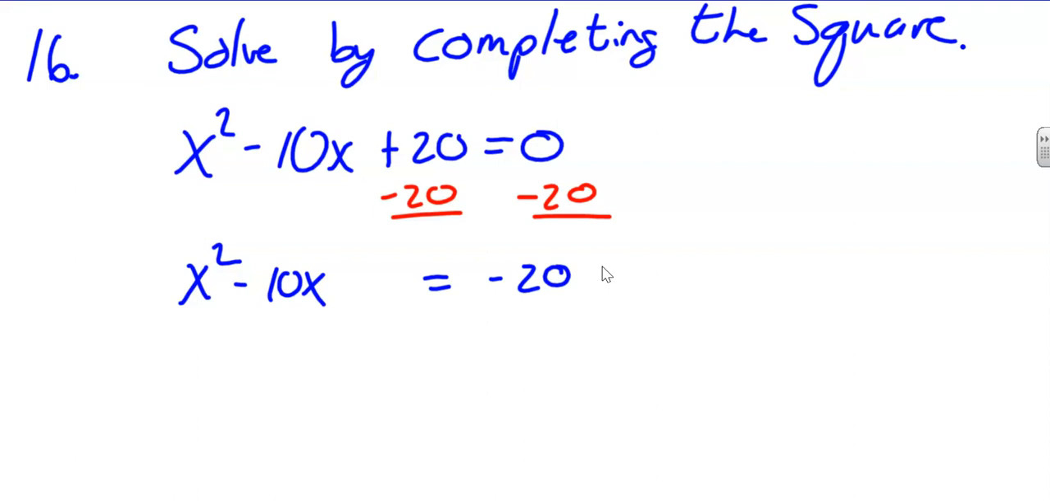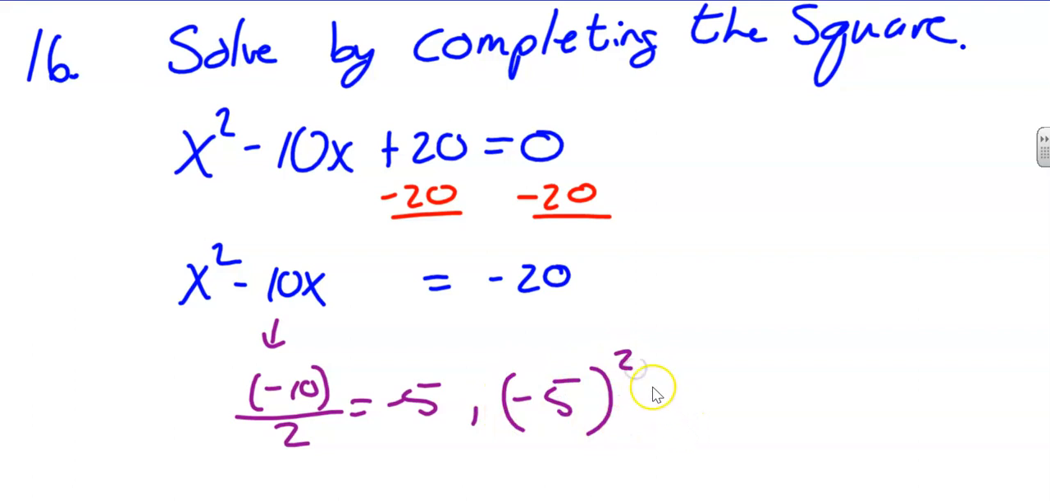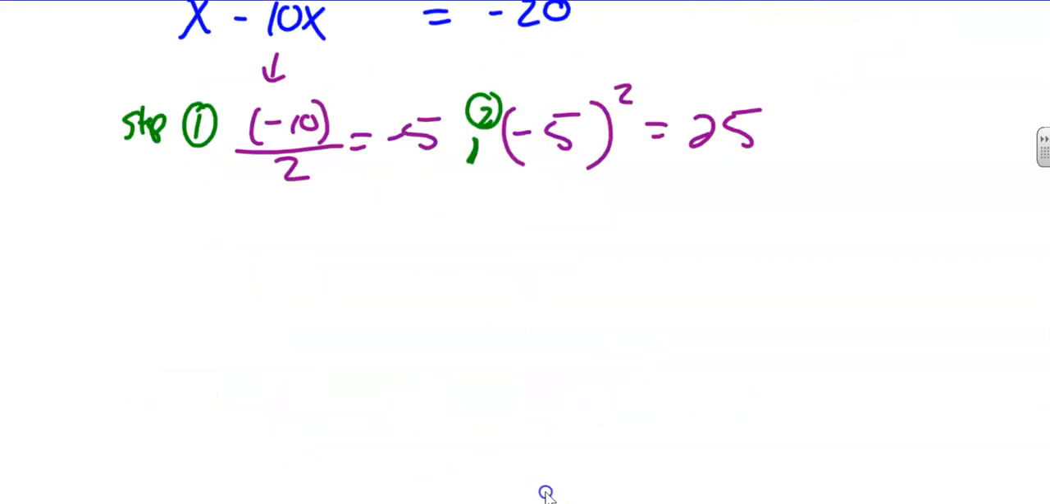Second thing you're going to do is, now that you've got these separated, you're going to take the b term that's here, this negative 10, and divide it by 2. And then once you've divided it by 2, you're going to take that answer and square it. So it's a 2-step process. Step 1, take the b term and divide it by 2. Second step, take that answer and then just square it.